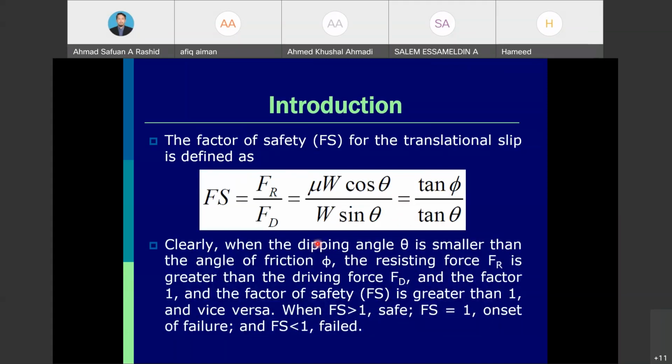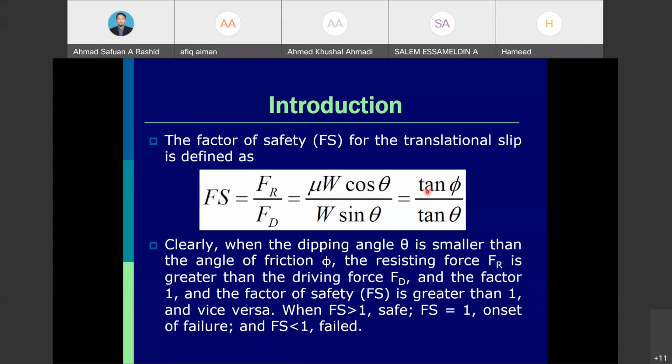The factor of safety FS for the translational slip is defined as FR, the resisting force, over FD, the driving force. So μW cos θ over W sin θ is equal to tan φ over tan θ. Clearly, when the dipping angle θ is smaller than the angle of friction, the resisting force FR is greater than the driving force.